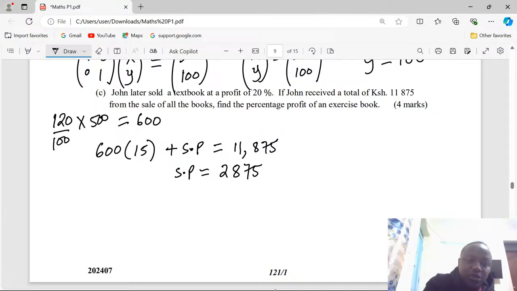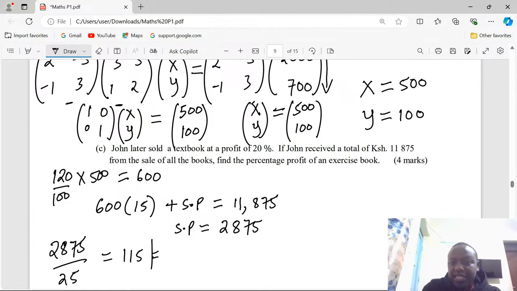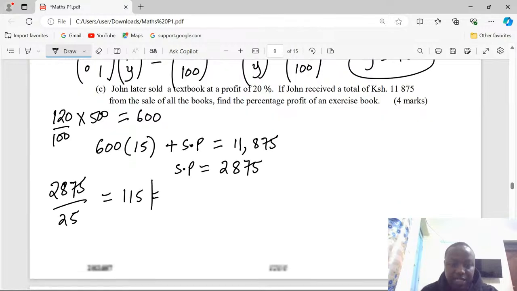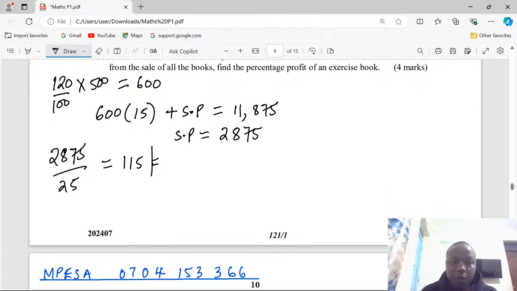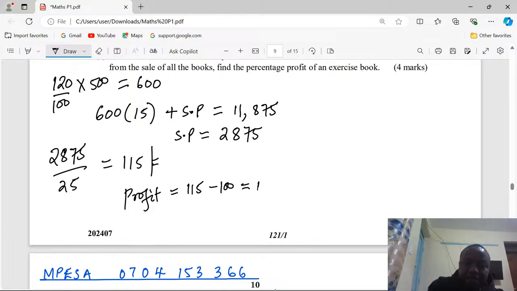So when I take 2875 and I divide by the 25 exercise books, I'm going to get 115 Kenya shillings as the selling price. But remember, the buying price of an exercise book was 100. Now the selling price is 115 for one exercise book, which means the profit was 115 minus 100, giving us 15 Kenya shillings as the profit.